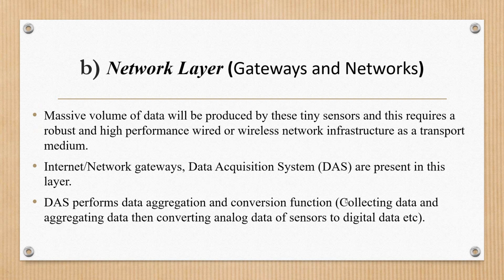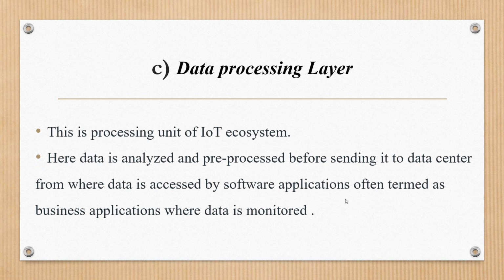Next layer is the network layer or gateway and the networks, where it aggregates or collects data from multiple devices. Then it can do data compression, it can do data format conversion, and at the end it can forward the data from the sensing layer to the next layer, which is the data processing layer.